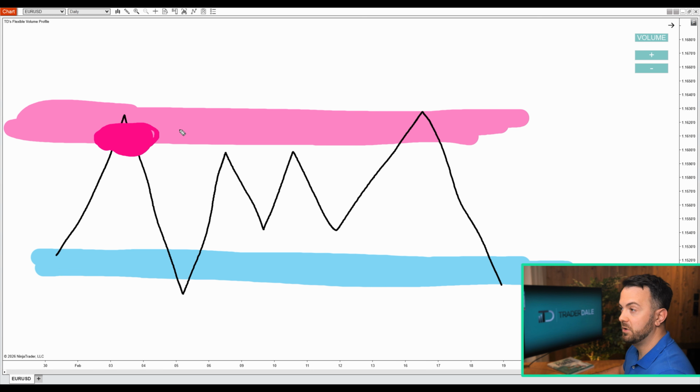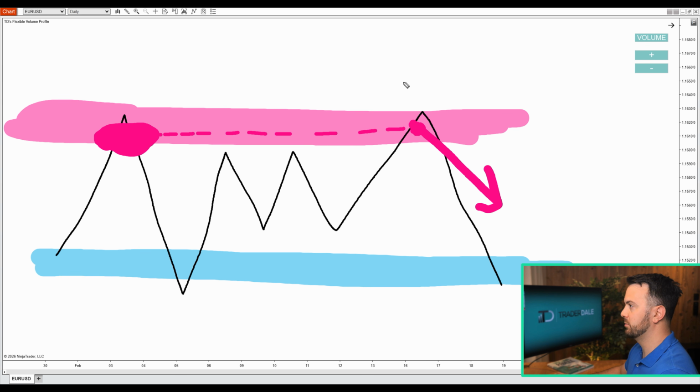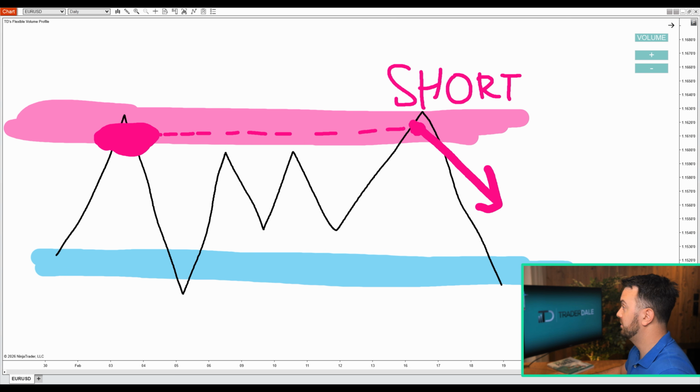So what you want to do is mark this level on your chart and wait for a pullback. When the price hits that heavy volume zone, then you want to enter short from here, okay? This is a short trade scenario. A long trade scenario is the same, only it's reversed.